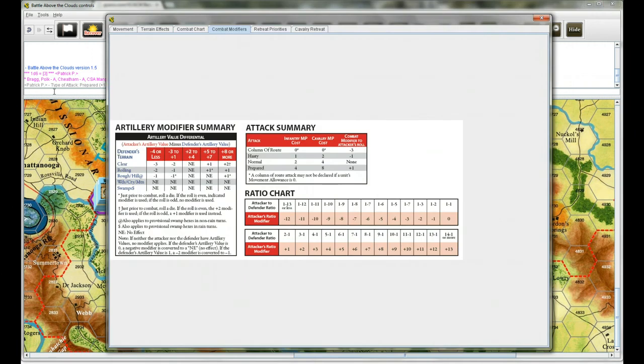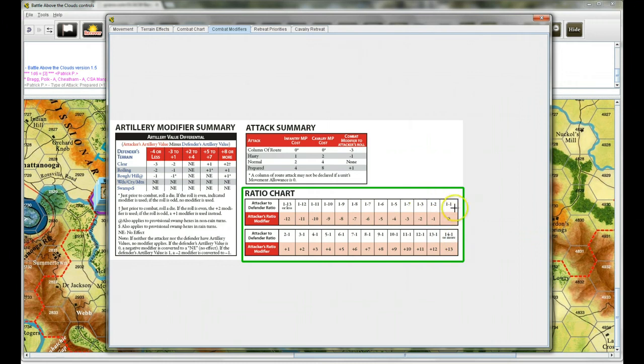Jumping back to our charts here, the next thing we need to look at is the ratio chart between the attacker and the defender. As you can see here, I've highlighted the ratio chart, and it runs from a 1 to 13, so the attacker has a 13th the size of the defender. That is obviously a very bad situation, so you want to avoid that if you can. All the way up to a 14 to 1 in favor of the attacker.